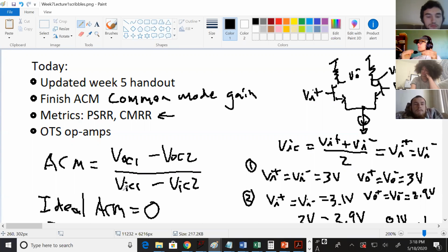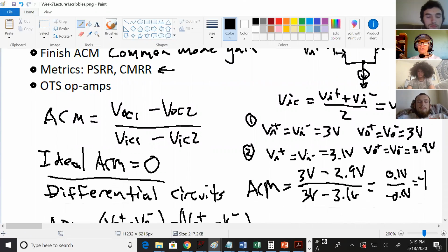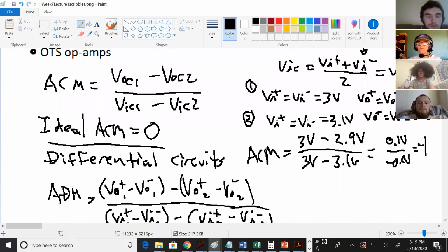So if you move V in plus together, the V outs will also be equal to each other. And that's the easiest way: whenever you hear common mode anything, the easiest way to measure something is to tie the inputs together. Sorry, the VI plus to VI minus. And then the outputs will move together. Okay, so I think we went through this.